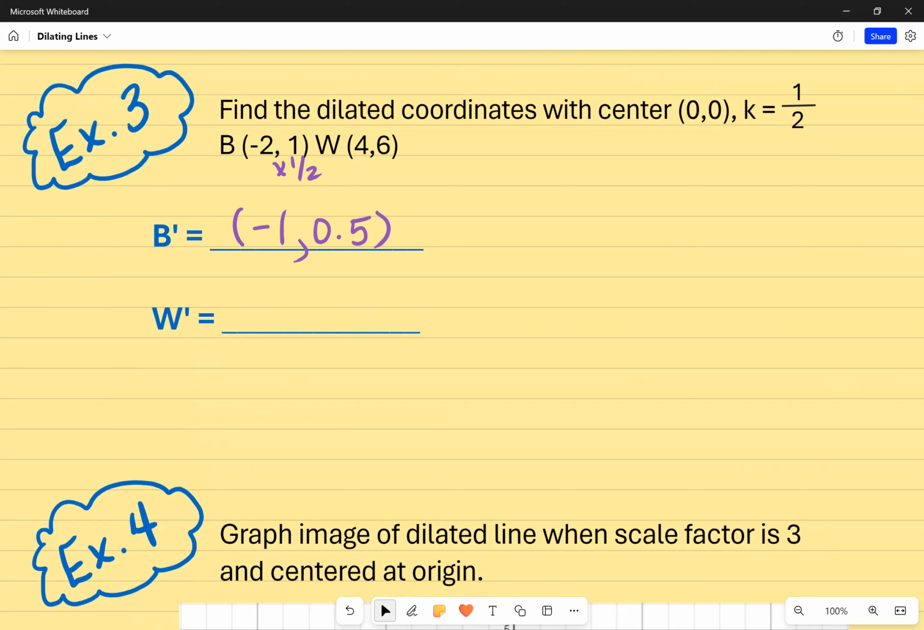Done. Now I go over to coordinates for W, and I do the same thing. I'm multiplying times 1/2 because that's the scale factor that's given. And I'm going to take 1/2 of 4, which is 2, and 1/2 of 6, which is 3.